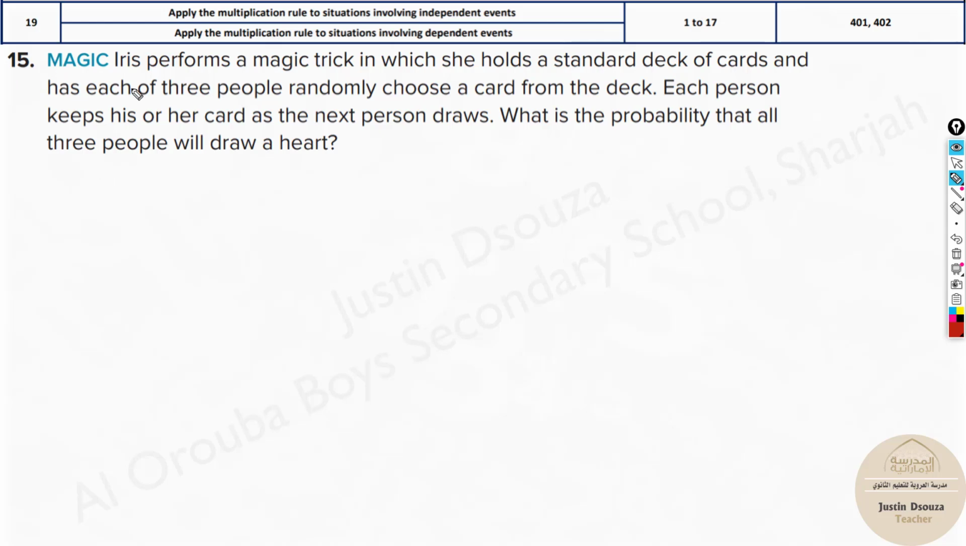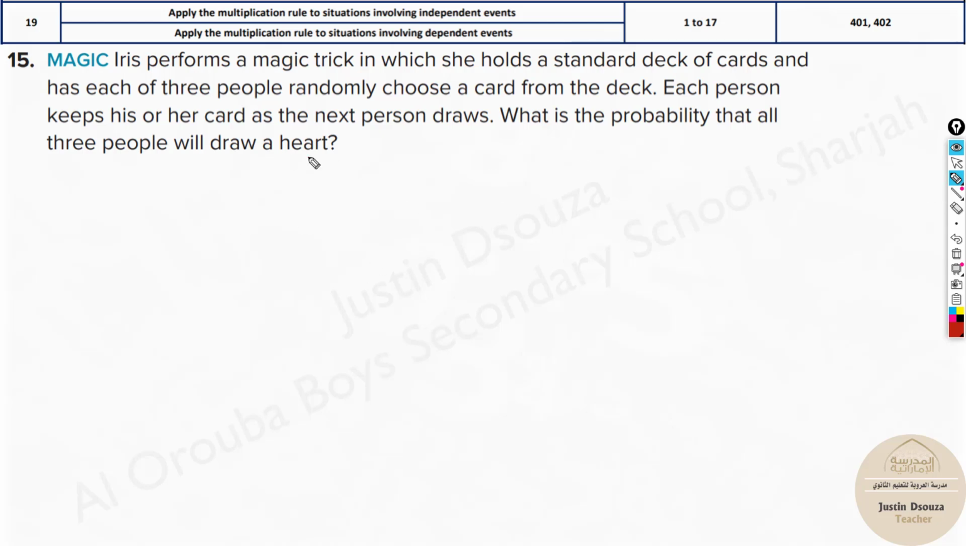Another interesting problem. I'll just quickly go through this. Iris performs a magic trick in which she holds a standard deck of cards and has each of 3 people randomly choose a card from a deck. So standard deck means 52 cards and 3 people are choosing the random cards. Each person keeps his or her card as the next person draws. Now this is important because a card is taken and it is kept with that person. It's not being replaced. So it's a dependent event. What is the probability that all 3 people will draw a heart?